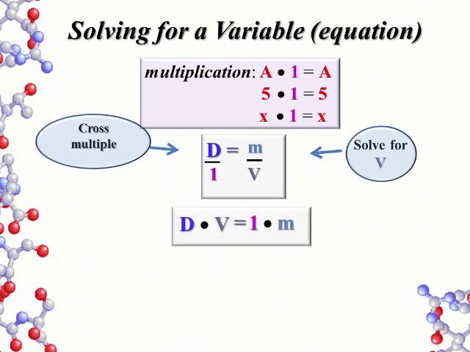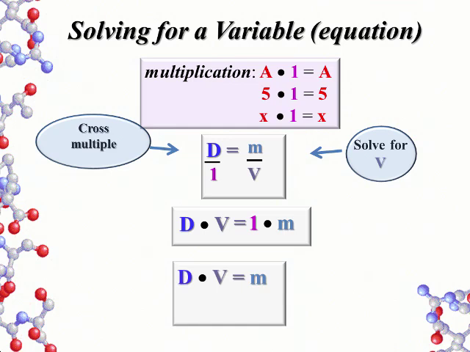That is the numerator of the first fraction, d, times the denominator of the second fraction, v, equals the denominator of the first fraction times the numerator of the second fraction, which is m. V times d equals 1 times m. And 1 times m is m.